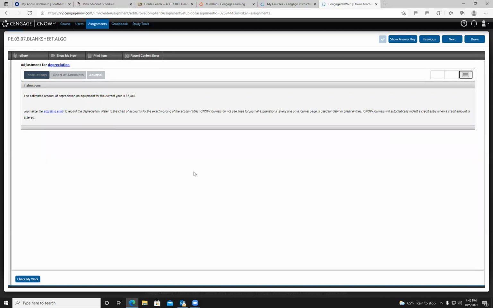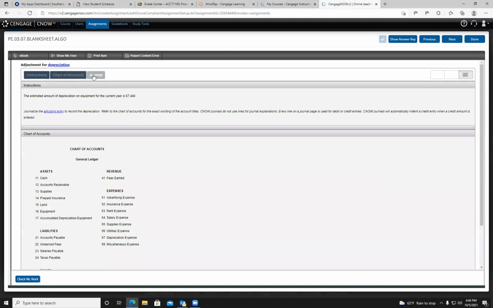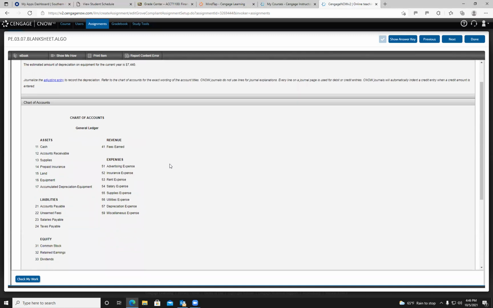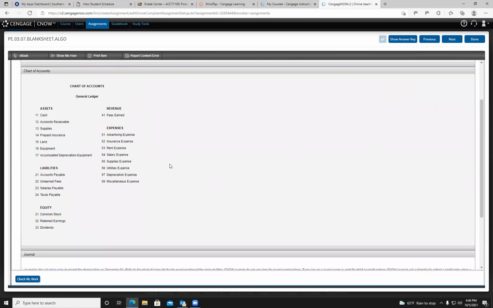So that's also an adjusting entry. Let's go ahead and open up all these tabs and take a look at everything. The estimated amount of depreciation of equipment for the current year is $7,440. Journalize the adjusting entry to record the depreciation. It says refer to the chart of accounts, so let's go over here to our chart of accounts.